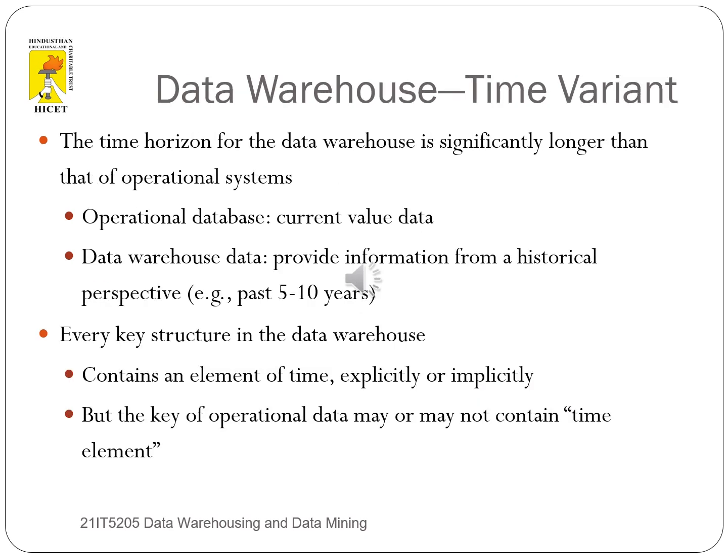The next important key point in defining a data warehouse is time variant. The time horizon for a data warehouse is significantly longer than that of an operational system. An operational database stores current value data, but a data warehouse provides information from a historical perspective. Every key structure in the data warehouse contains an element of time, explicitly or implicitly. But the key of the operational data may or may not contain a time element.